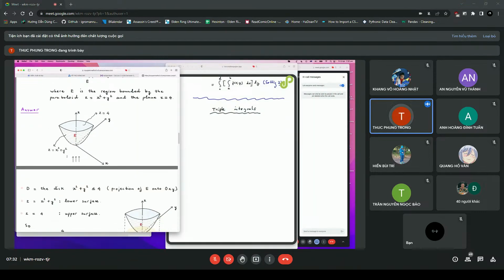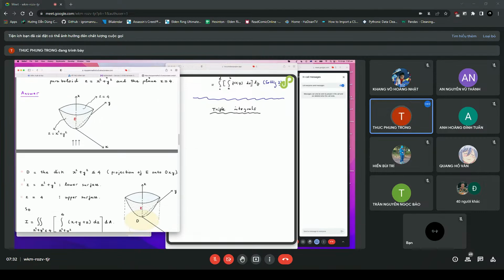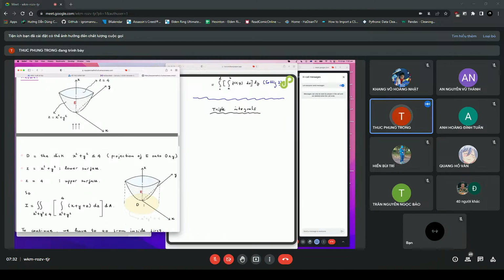Now you can see the first thing I immediately consider right here is the setting we have, the 3 things we have. So first I need to know the projection D. D is just the projection of the whole E onto Oxy. So I think you can see that, no problem, right? The projection of the whole E onto Oxy is exactly this disk of radius 2 right here. So that's the projection, no problem right here, right?